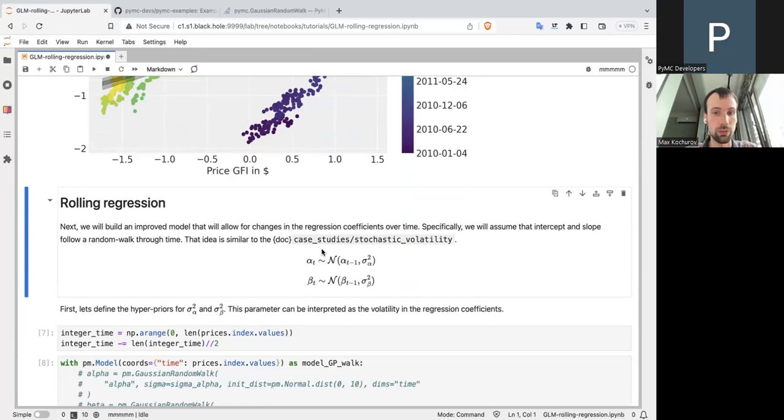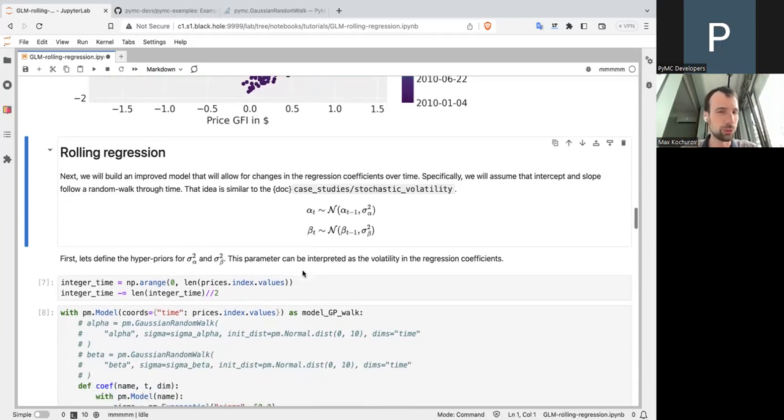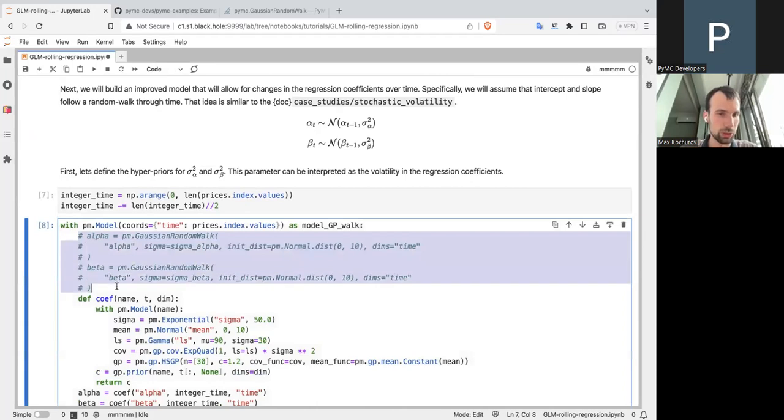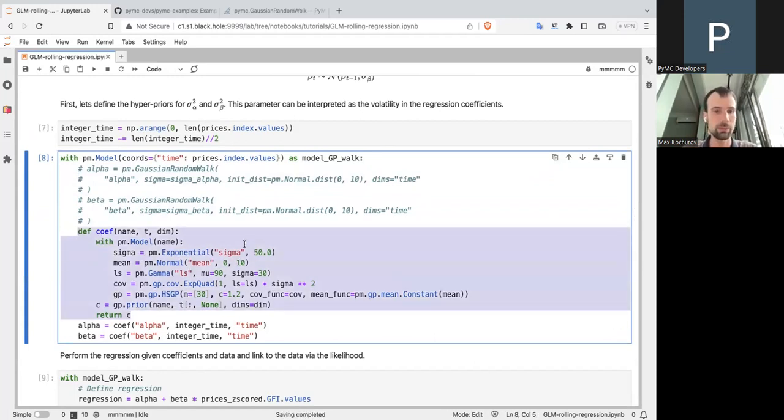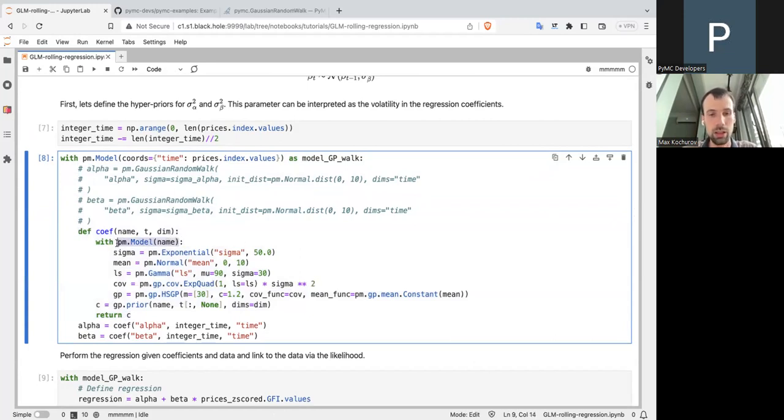Great. For rolling regression, we had the dependency, which involved Gaussian random walk. And we're not going to do Gaussian random walk. Let's comment it out. It will be useless. We could do something more fancy, and something more fancy is to create a helper function. And this helper function will use an advanced nested model API.